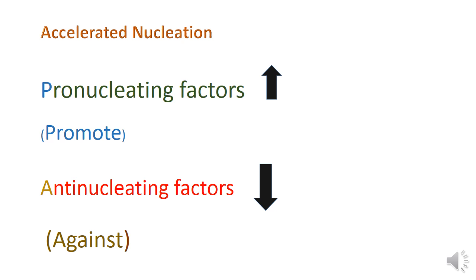Now there are two types of factors which are responsible for this accelerated nucleation. Pronucleating factors, these are factors that support or promote the process of nucleation. And the other one is antinucleating factors. These are against the process of nucleation. So in order for the speeding up of nucleation, pronucleating factors should be in excess, whereas there should be deficiency of antinucleating factors.